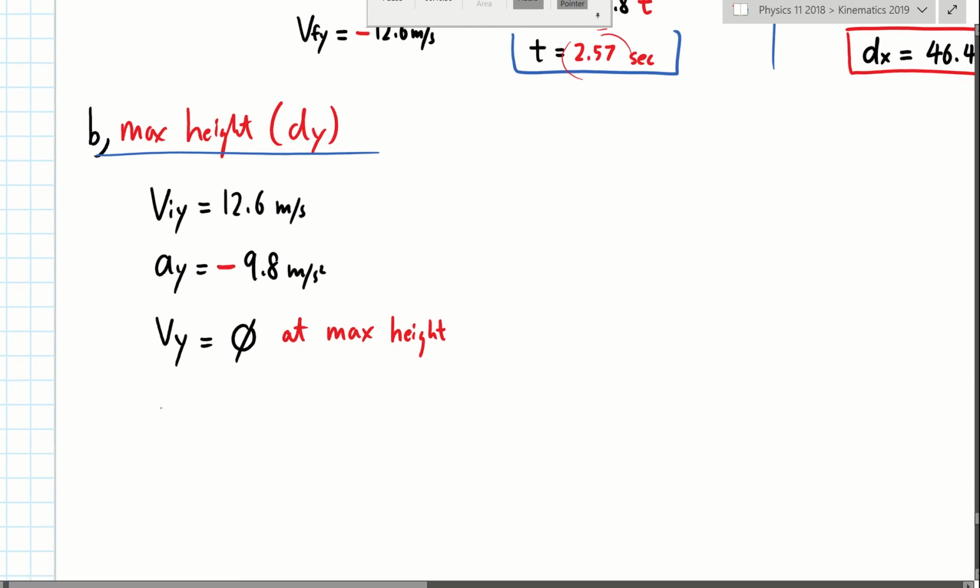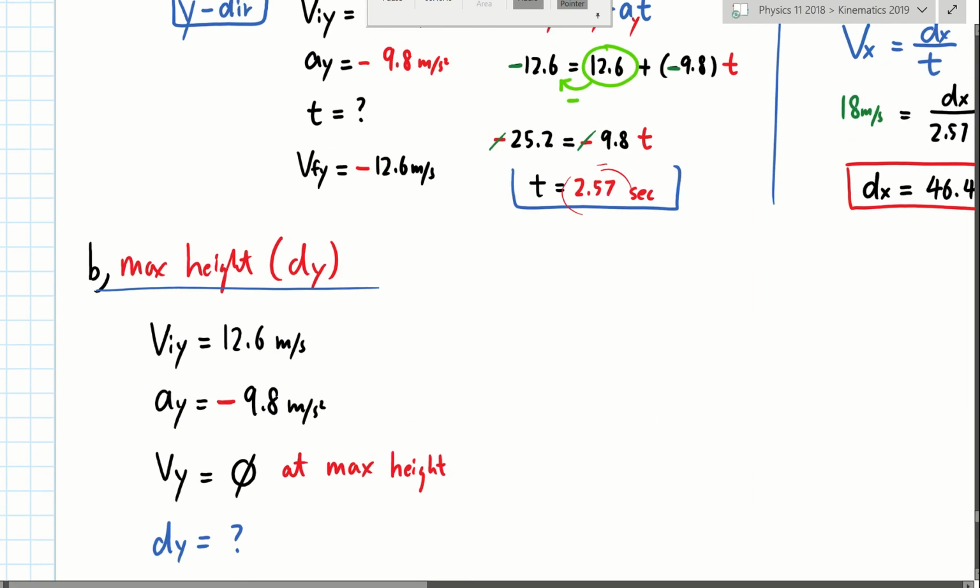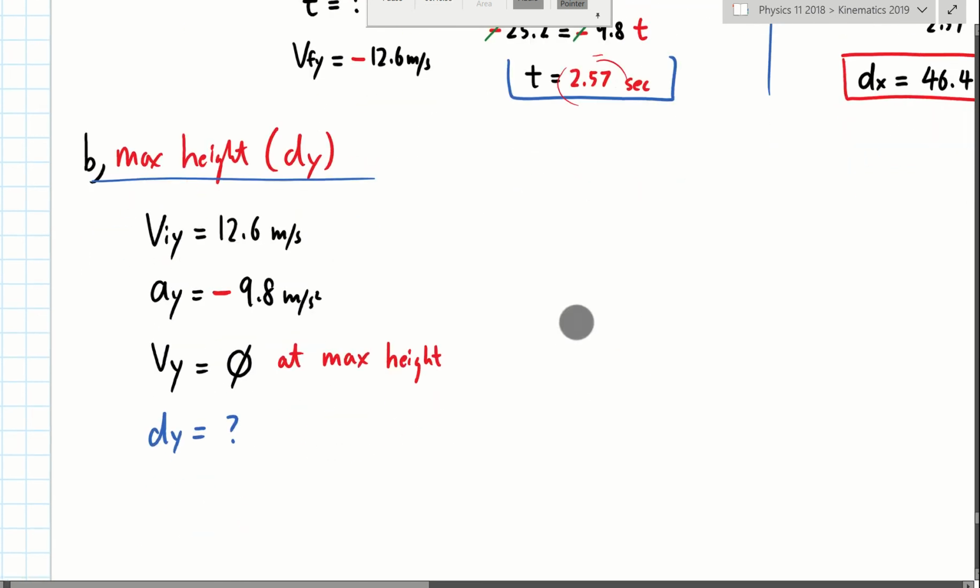What are we looking for? dy. Oh, it seems like we have 3 things out of 4. So there must be an equation that can help us do this, right? So let me think. With no time, wait a second, Mr. Chang, we have time. Why are we not using time? I thought we have time over here. What on earth? What is that thing for if we're not using it? Well, be careful though.